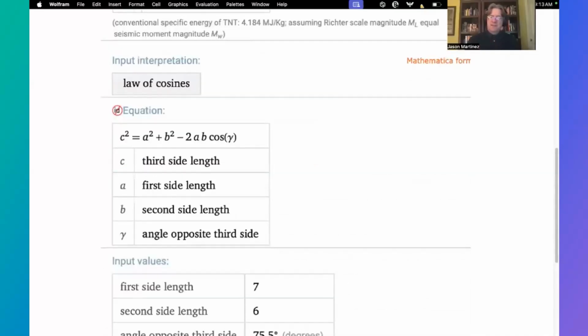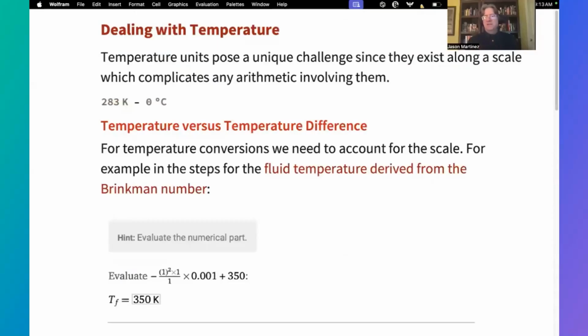So handling that was an extra bit of a challenge. The bigger challenge, however, was dealing with temperature. So temperature units are complex because they exist on a scale. So if you're adding or subtracting, multiplying or dividing, you need to decide what it means to be combining these units. Now, for formulas, most of this is looking at differences, thankfully. But even there, we have to be very careful.